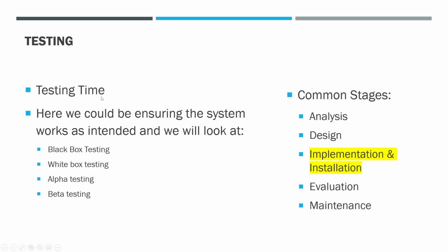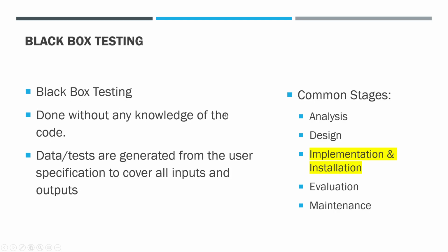And there are 4 types of testing we're going to look at: black, white, alpha, and beta. So black box testing is done without any knowledge of the code. Data or tests are generated from the user specification, so from the document you put there, to cover all inputs and outputs. So it looks at what the system should do with data coming in and what it should produce coming out. And it creates test plans to test for that. But it doesn't do it by looking at the code.